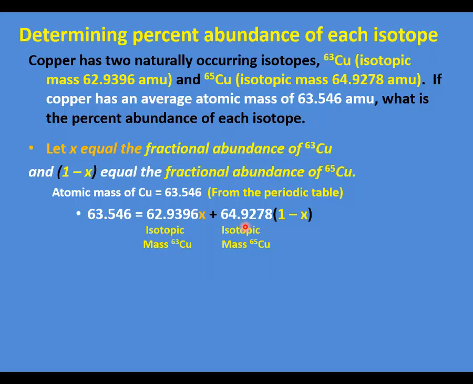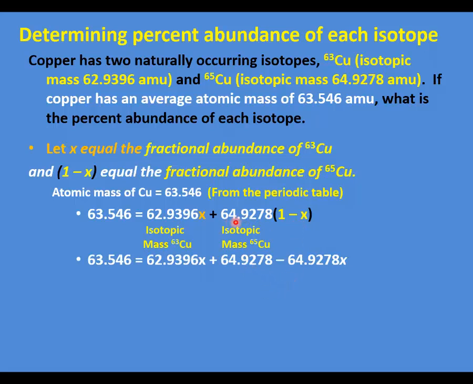So we take the isotope mass here times the fractional abundance again. That's going to give me my relative atomic mass. We have to solve for X in this case, so we're going to have to do a little bit of algebra. I'm going to go ahead and multiply my copper 65 isotope mass through my 1 minus X, and so I generate a new equation now.